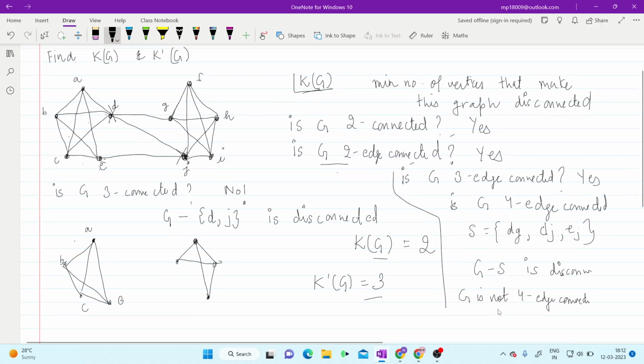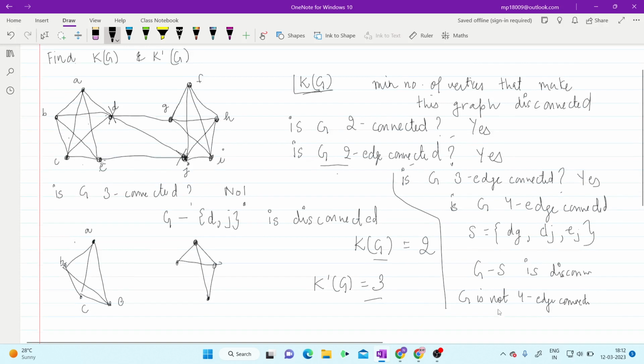So is the definition of vertex connectivity and edge connectivity clear for everyone? Yes, ma'am.